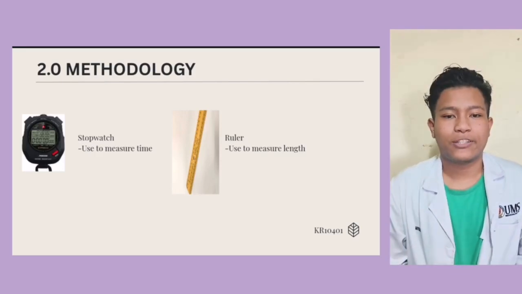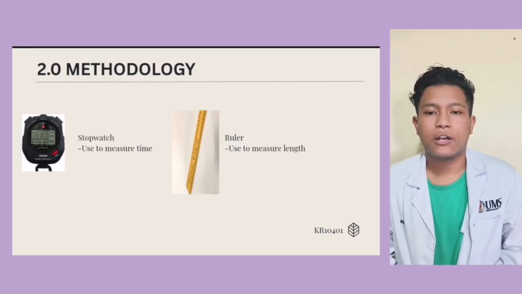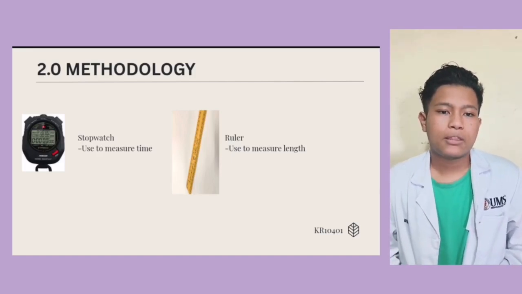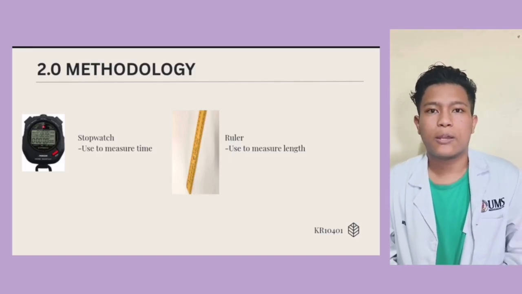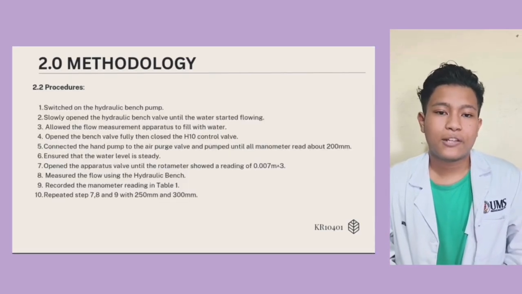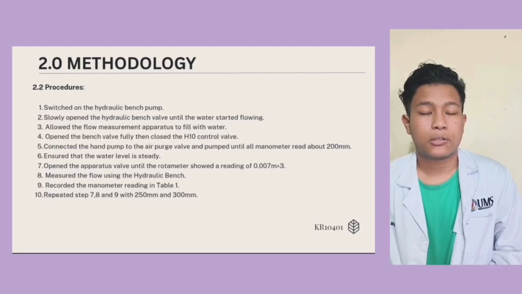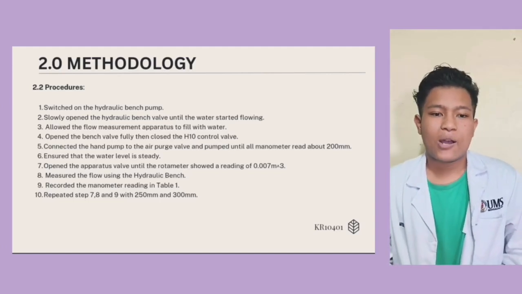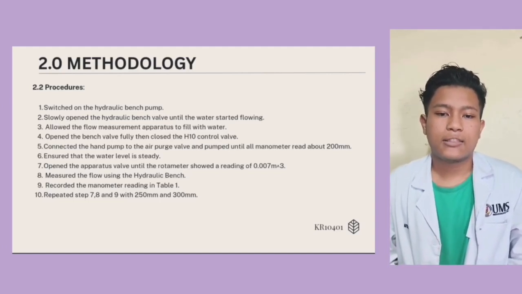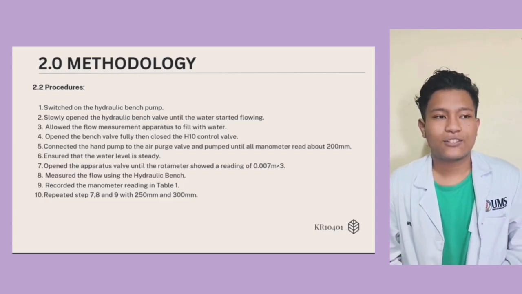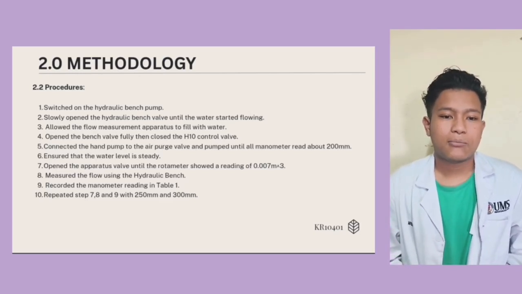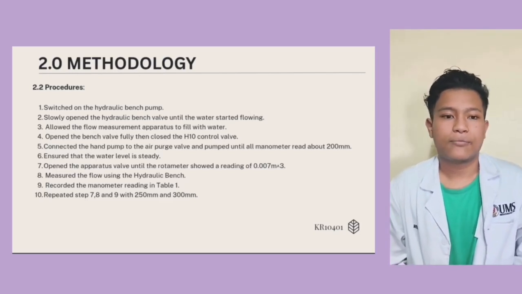Moving on to the procedure, we first turn on the hydraulic bench pump and gradually open the valves to allow water to flow through the apparatus. Once the system was filled and stable, we used a hand pump to balance the manometer reading at approximately 200 mm. We then open the apparatus valve until the rotameter indicates a flow of 0.007 cubic meters and measure the pressure reading at each tapping point.